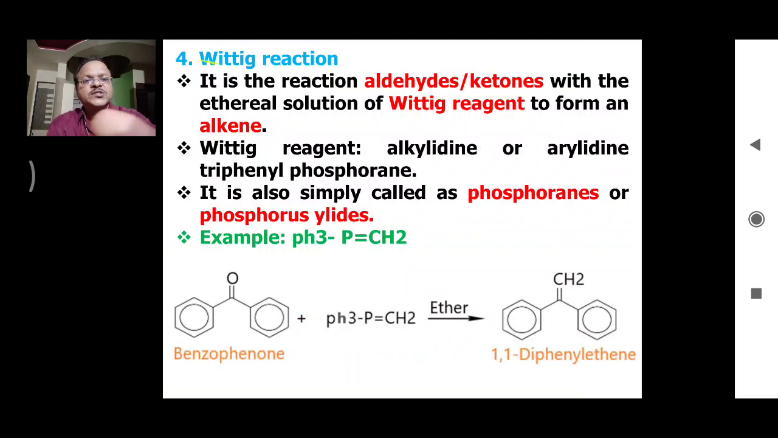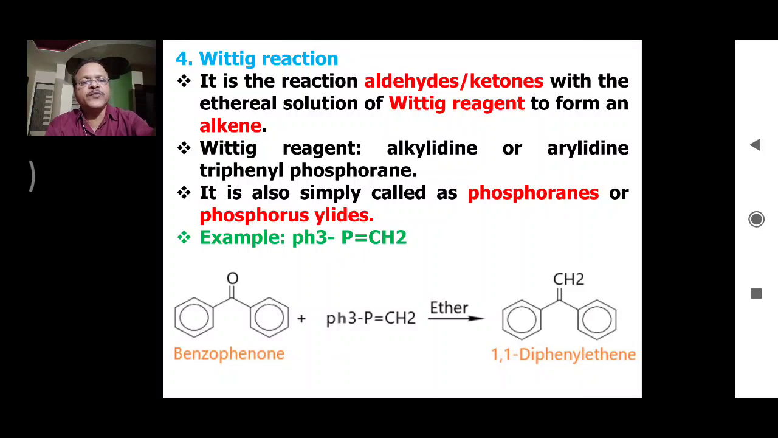The first reaction is called Wittig's reaction. So what is this Wittig's reaction? It is the reaction of aldehydes or ketones with the ethereal solution of Wittig's reagent to form an alkene. So aldehydes or ketones on reaction with Wittig's reagent give alkene. This reaction is called Wittig's reaction.